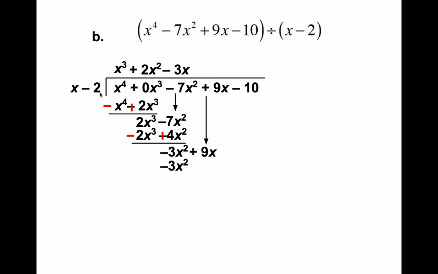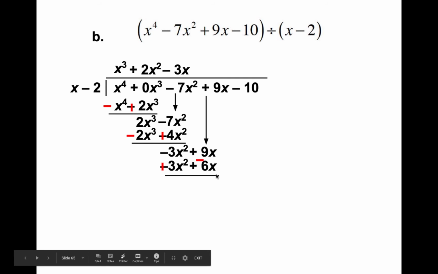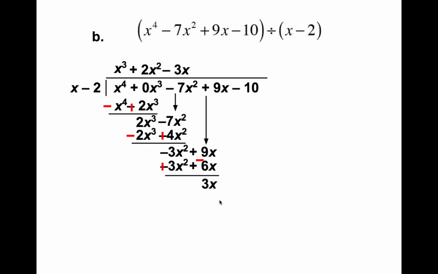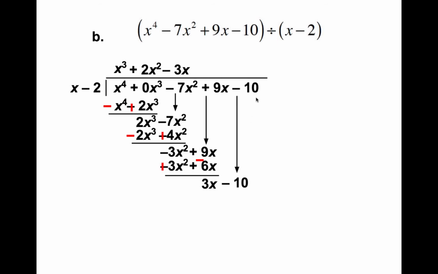A negative 3x times a negative 2 is a positive 6. Subtract the whole row, changing both signs. The x squareds cancel. I get a 3x. Drop down that last term. We're getting to the end.